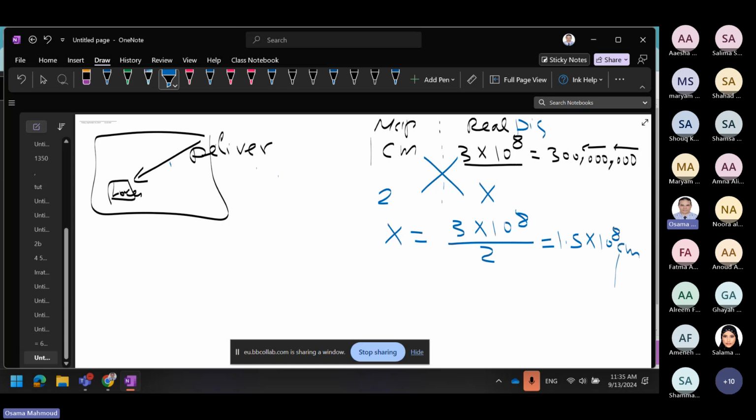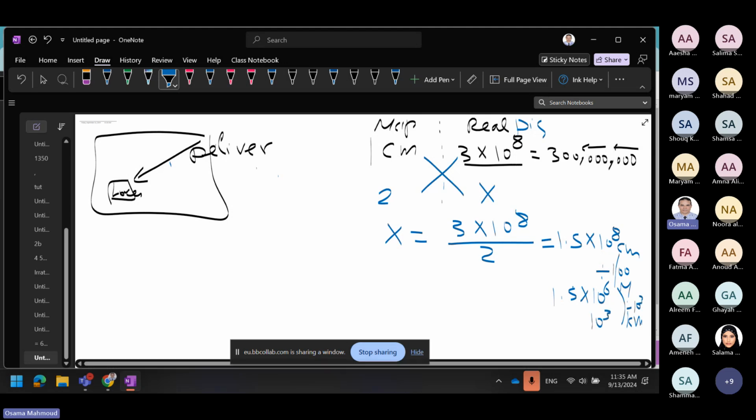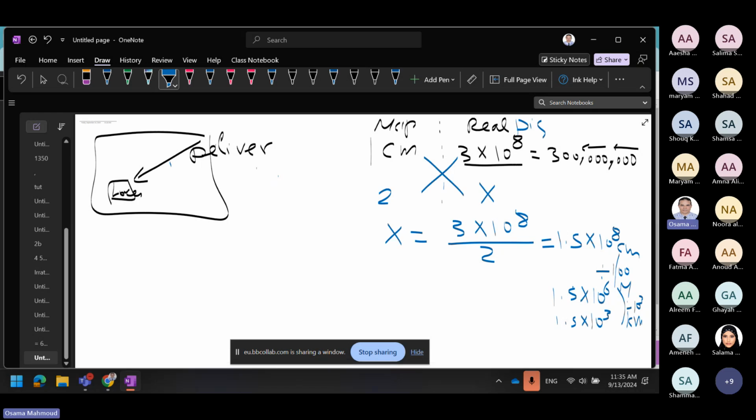If you would like to change this into meters, you divide it by 100. So divided by 100, you will get it in meters. So it will be 1.5 times 10 to the power 6. I lost 2 zeros because I divided. So this is in meters. If you would like to have it in kilometers, you divide it by 10 to the power 3. So it will be 1.5 kilometers. This is the practical use of ratio and proportion, right?